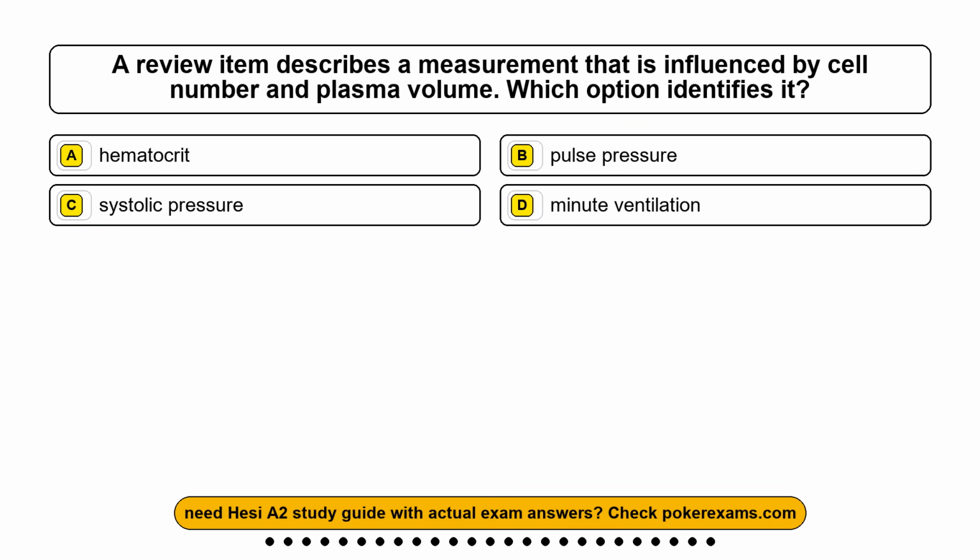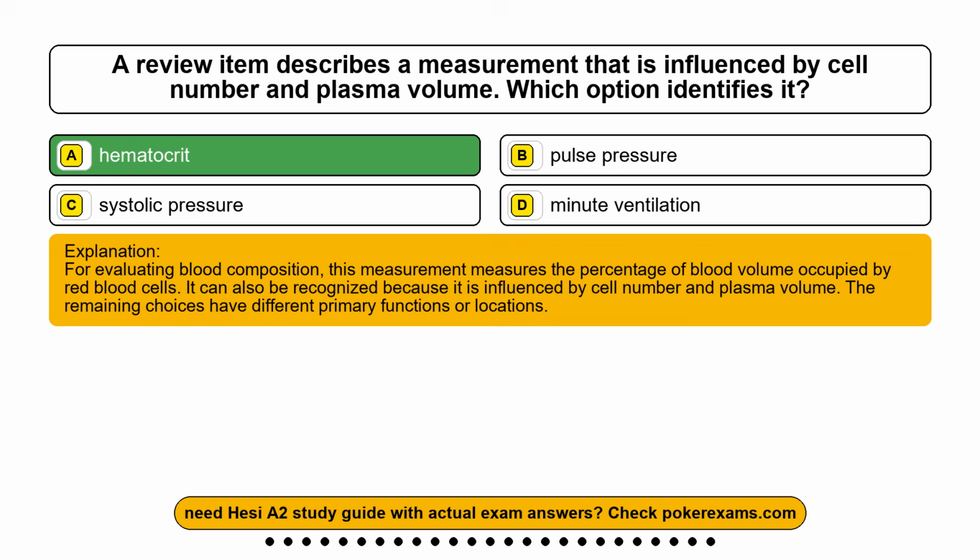Question 22. A review item describes a measurement that is influenced by cell number and plasma volume. Which option identifies it? Option A, hematocrit. Option B, pulse pressure. Option C, systolic pressure. Option D, minute ventilation. The correct answer is option A, hematocrit.